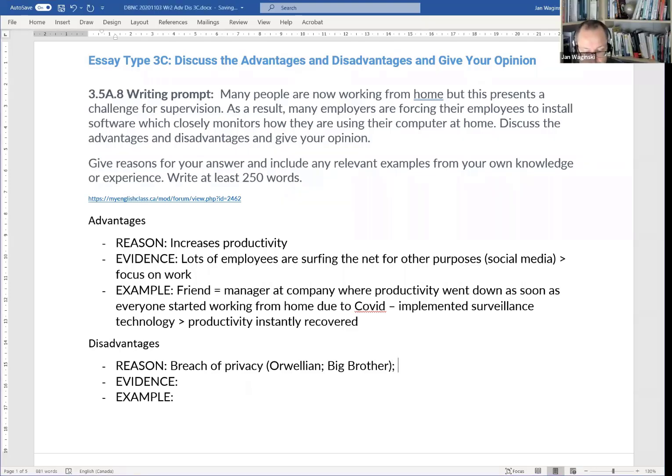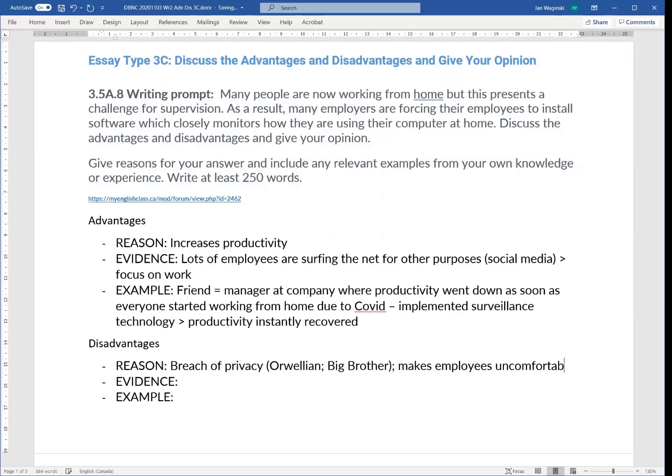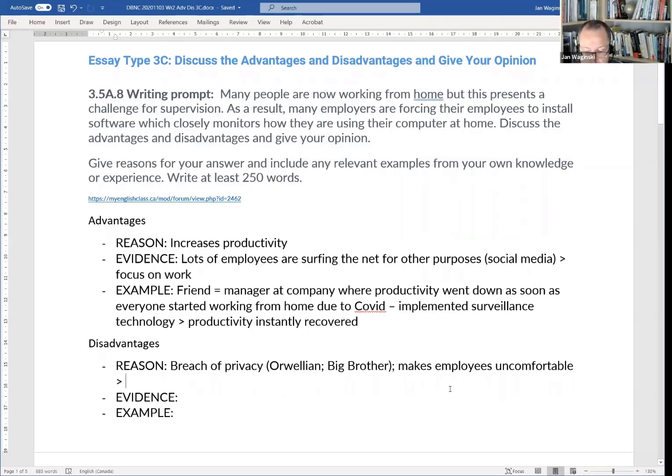That's probably easier to talk about. Makes employees uncomfortable. Maybe it loses the boundary between the working life and family life. Privacy. Okay, so that would be a separate issue. Blurs the boundary between personal life and working life. Yes. If someone's constantly watching you, what would be one word that we could use to describe that? Maybe it creates anxiety?